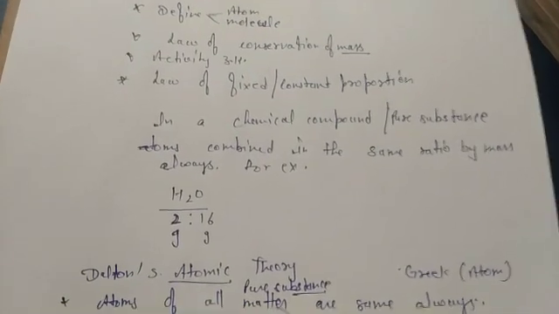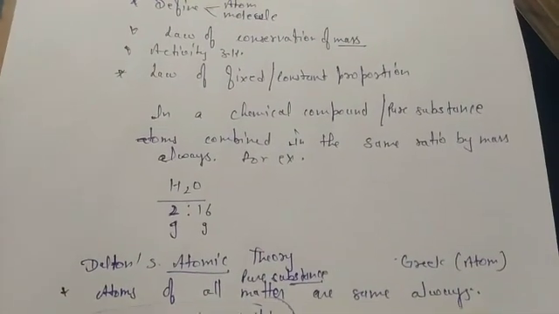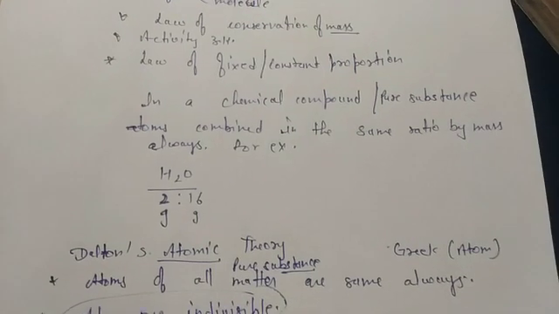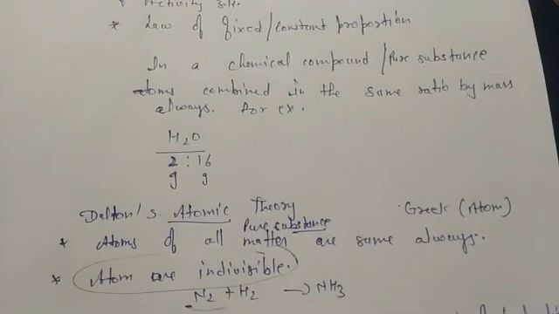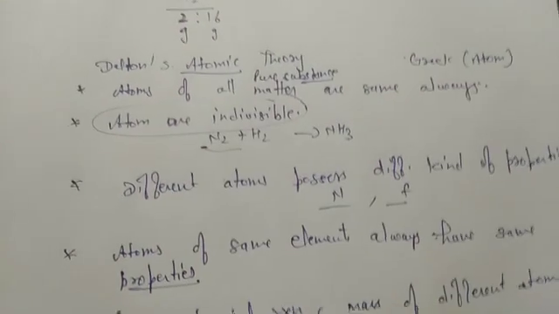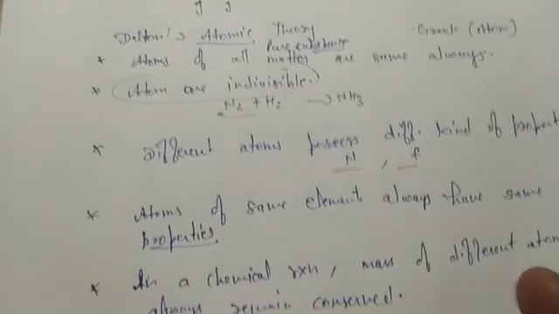Now, I am summarizing what we have discussed today. First, the law of fixed or constant proportion: in a chemical compound, a pure substance, atoms combine in the same ratio by mass. You can take any compound as an example. Then we started the discussion of Dalton's atomic theory, and we have already discussed his postulates.